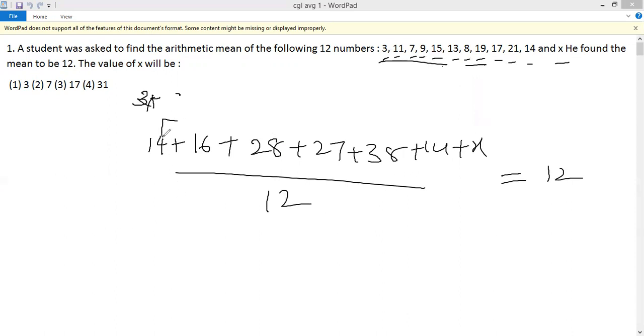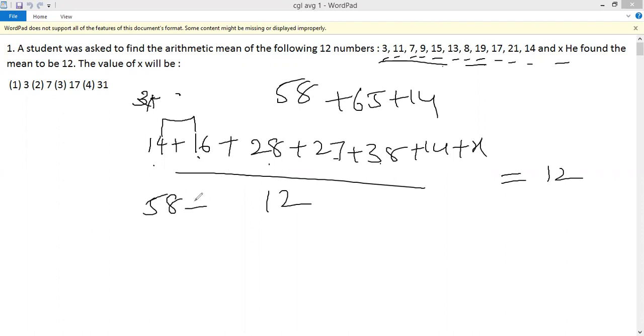See, sum here. 14 plus 16 what? Okay, 30. 30 plus 28, 58. Okay, 58. Next 58 plus 27. 27 plus this one. 57 plus 38 what? 65. 65 plus what is the sum?